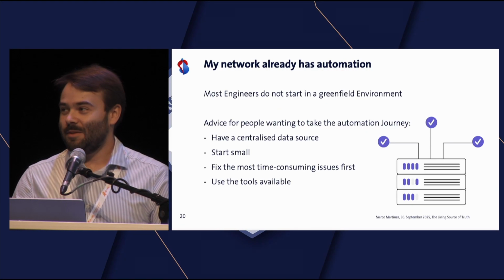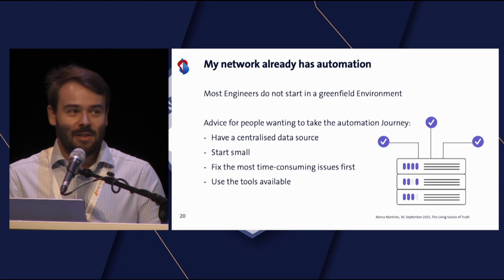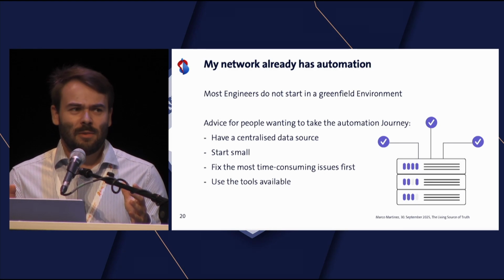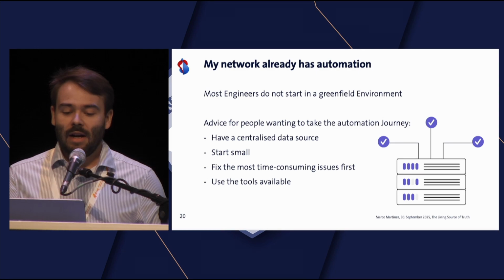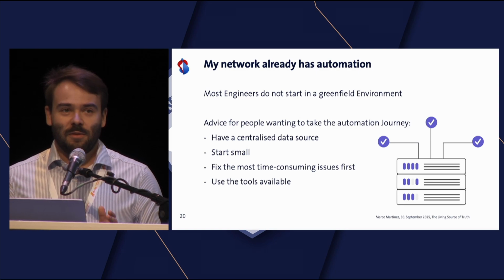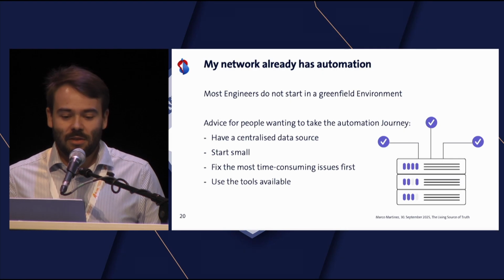Some might ask, well, I already have a network. I already have my automation tools. How do I get from point A to point B? Well, in my opinion, start small, have data sources, maybe try to centralize them as much as possible. If it's not possible to do it in one place, just sync them. And usually, I would fix the most time-consuming issues first. If I take 8 hours to deploy a new switch, maybe I should start there. Like, taking up an interface, taking it down is not that much of work.